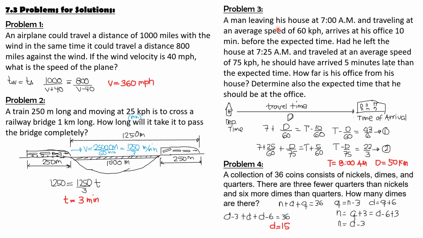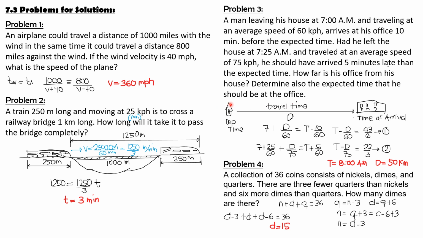Problem 3, a man leaving his house at 7 a.m. and traveling at an average speed of 60 kilometers per hour arrives at his office 10 minutes before the expected time. Had he left the house at 7:25 a.m. and traveled at an average speed of 75 kilometers per hour, he should have arrived 5 minutes later than the expected time. How far is his office from his house? Determine also the expected time that he should be at the office.